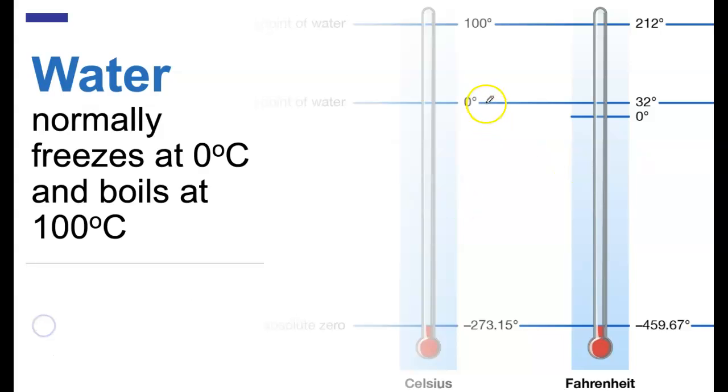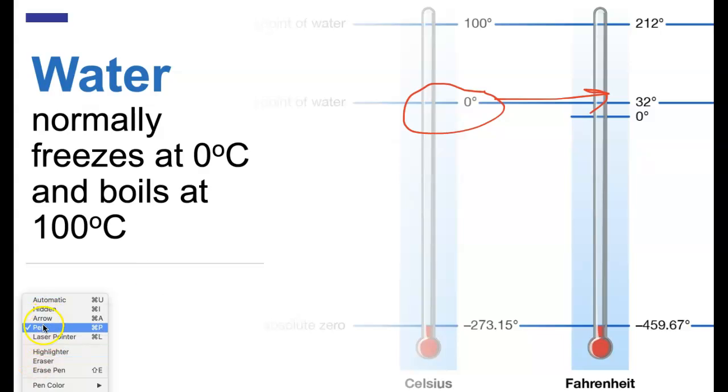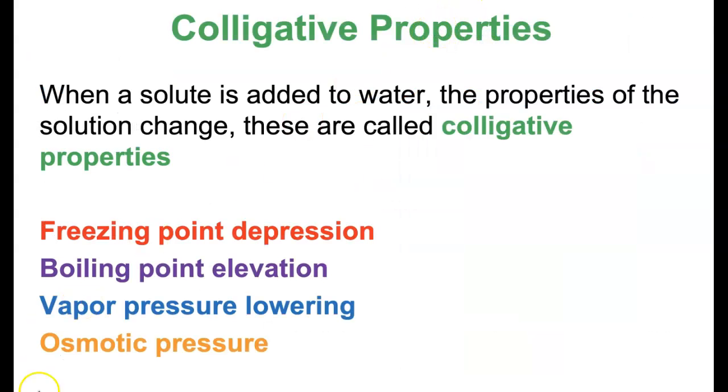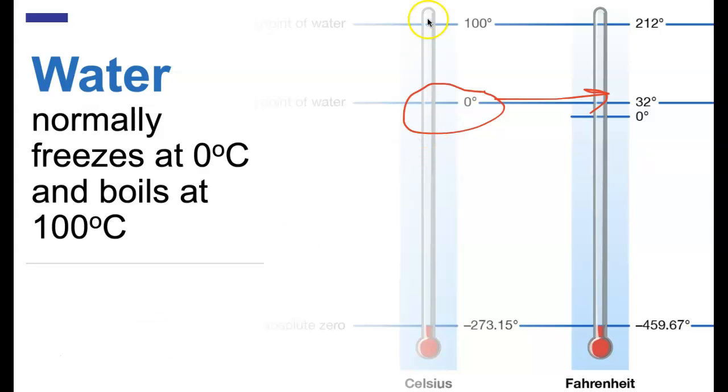And that's the same temperature at 32 degrees Fahrenheit. Water freezes. At 100 degrees Celsius, water boils. That's the same as 212 degrees Fahrenheit that water boils. And so those are the first two things that you're going to need to know. So keep those in mind to better understand why salt is going to affect those temperatures.